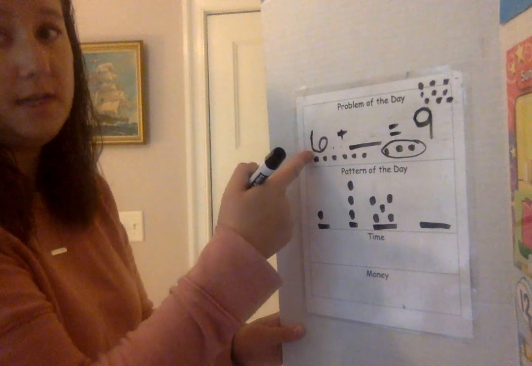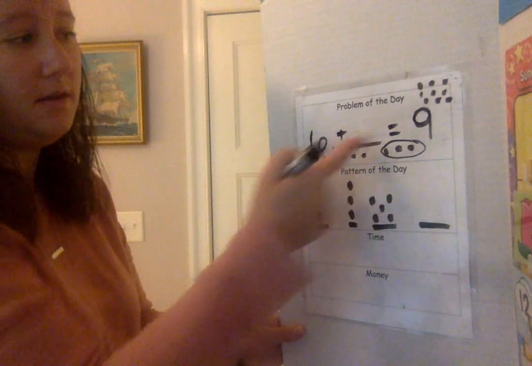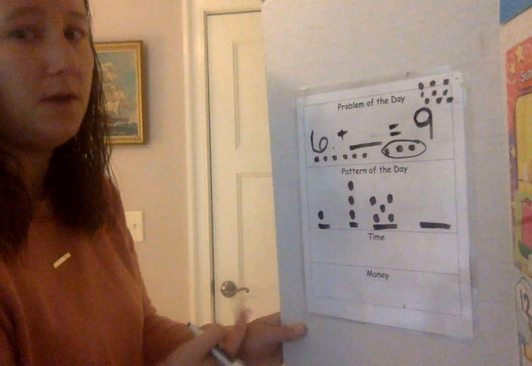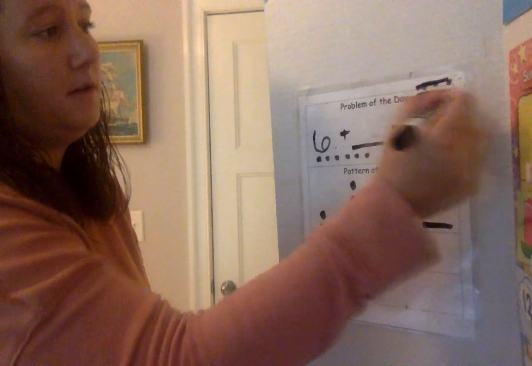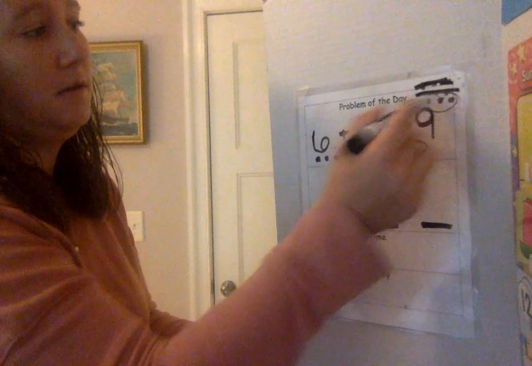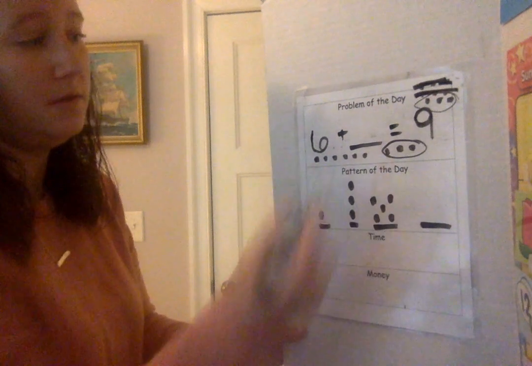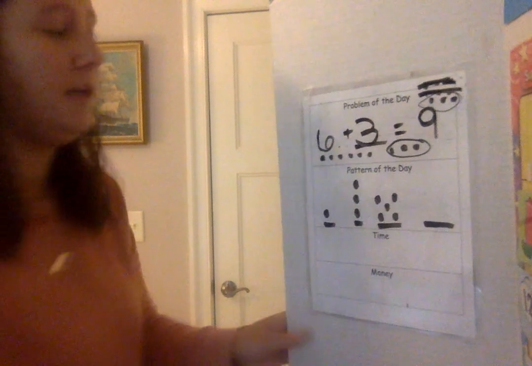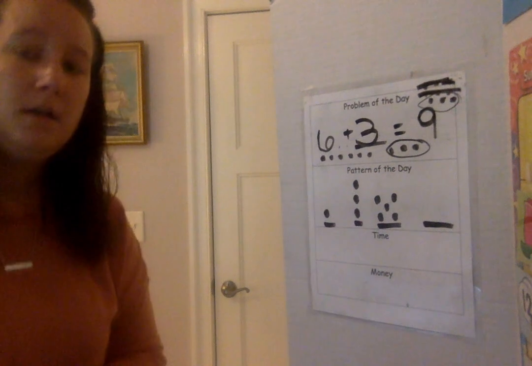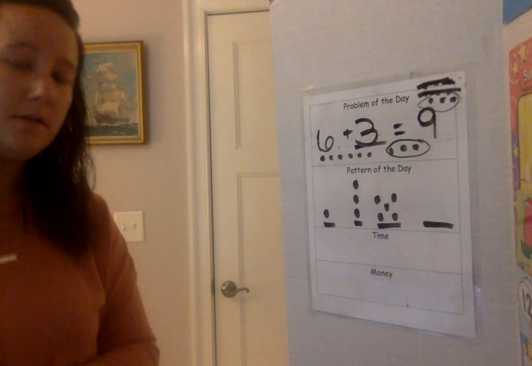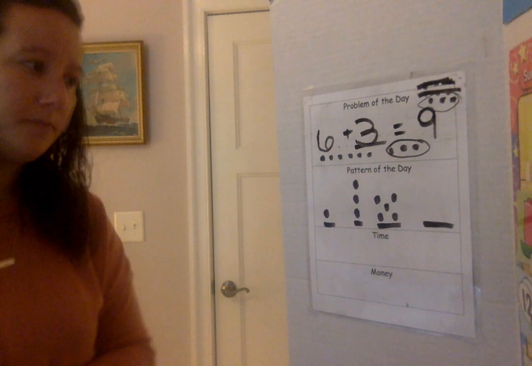You know you have 6. So if you take those away, then the missing number will be how many you have left. So if I cross out 6, again, I have 3 left. So each time I'm getting 3 for my answer. 6 plus 3 equals 9. Okay, so there's lots of ways you can solve to get to that answer.